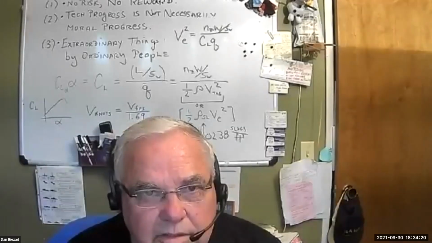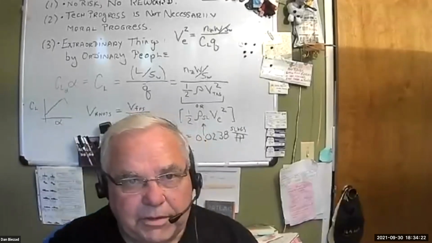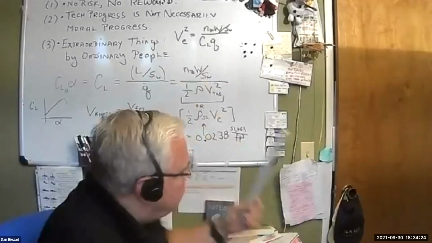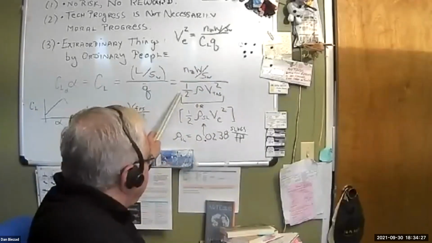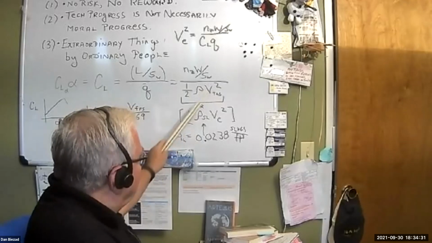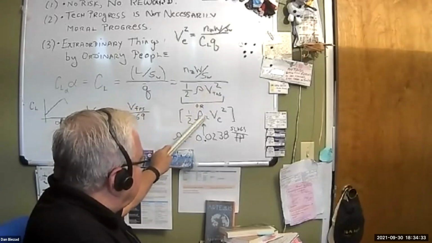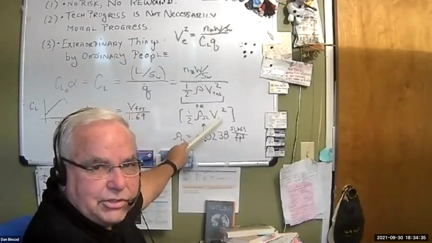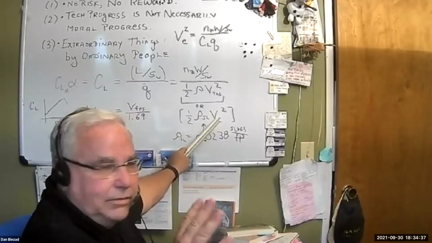Okay, so let me show you. Let's go to my board. Can you see my board behind me? Okay, so here's Q. This is Q right here. It's 1/2 rho true airspeed squared, or it's 1/2 rho sea level times equivalent airspeed squared. This is the pressure that the airplane feels.